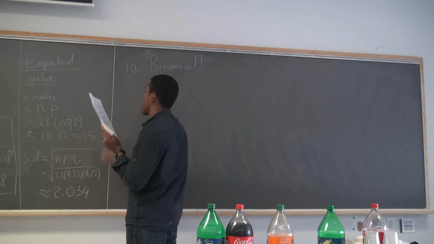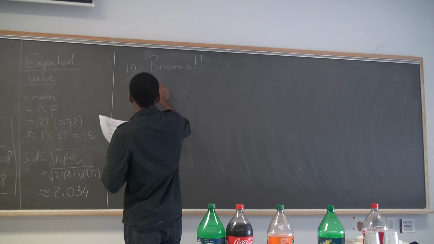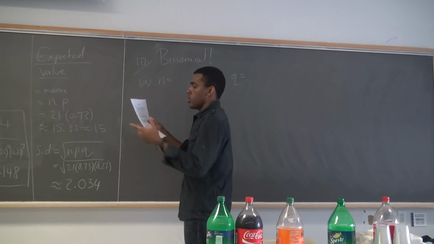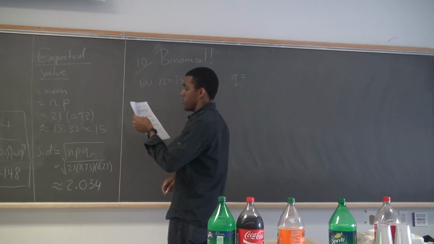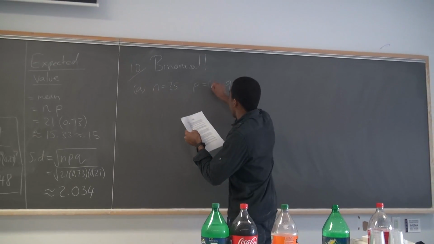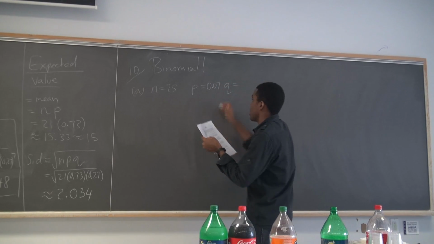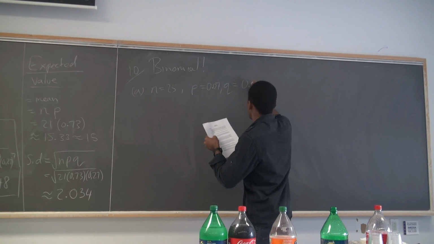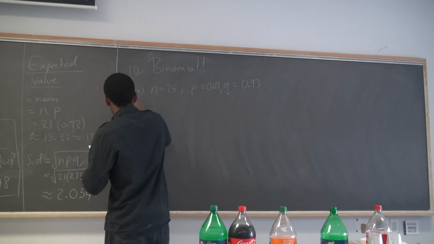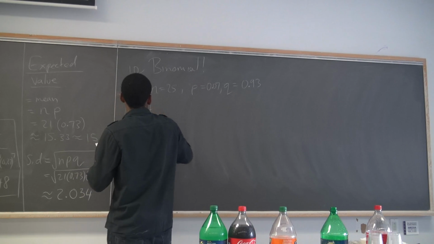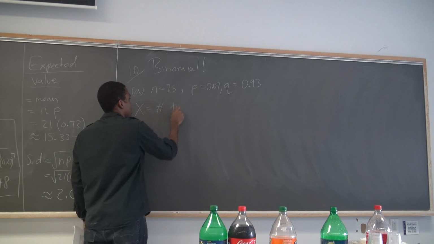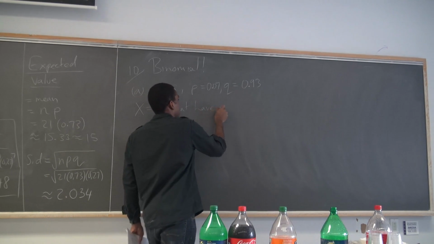So let's look at part A. In part A, what is the N? What is the P? What is the Q? 25. So in A, 25 is the N, right? 25 cars are stopped at the checkpoint. P is 0.07. There's a 7% chance that they have an infraction, which means there's a 93% chance that they don't, right? And so now, what do we actually want here in part A? 2 or more. So let x be the number that have an infraction.